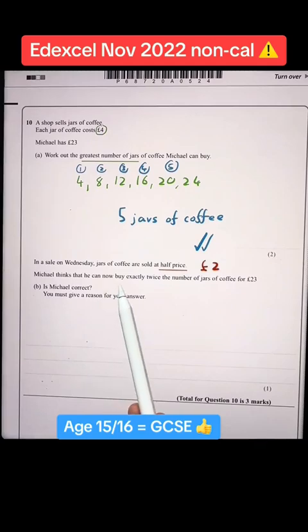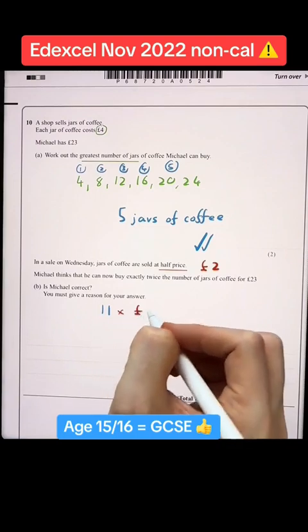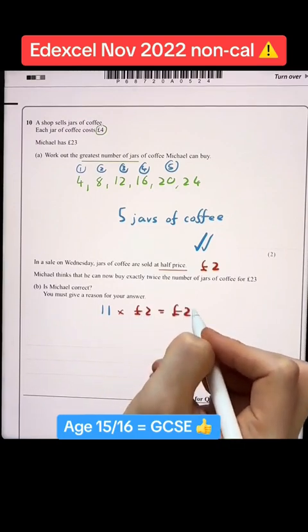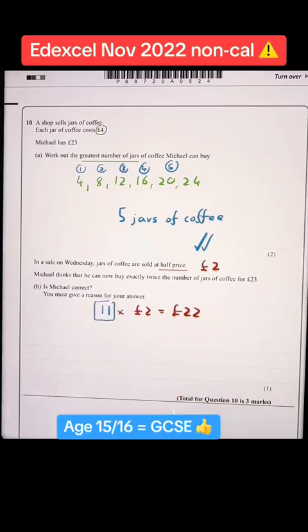Michael thinks he can now buy exactly twice the number of jars of coffee for £23. Is Michael correct? You must give a reason for your answer. We know that 2 divided into 23, 11 whole times, as 11 times 2 will give us £22. So therefore he has enough money to now buy 11 jars of coffee. So therefore he's incorrect, as twice would be only 10.